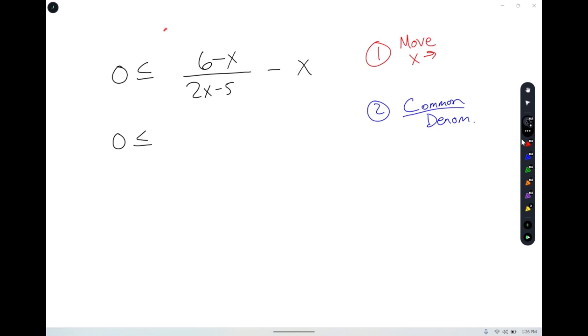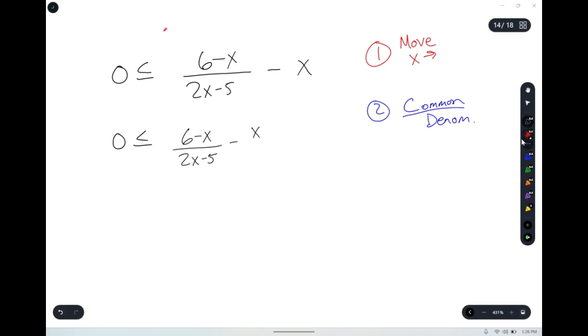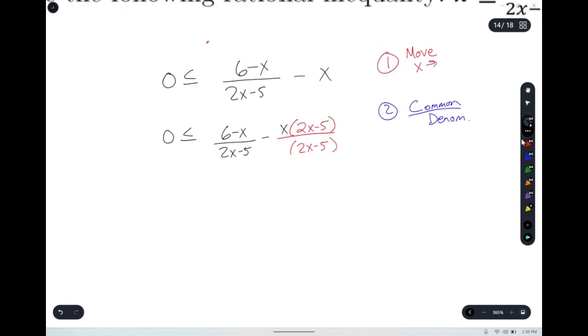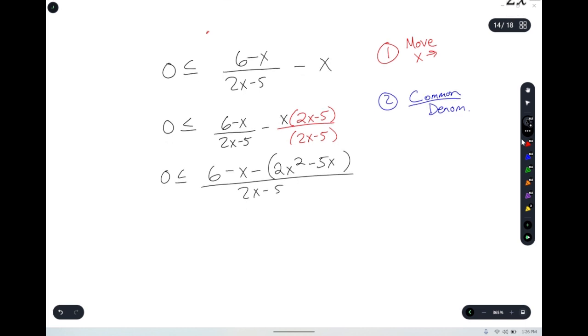What are we doing? 6 minus x over 2x minus 5. What's our common denominator here? We'd have to multiply the whole thing by 2x minus 5 over 2x minus 5. So we've got 0 less than or equal to 6 minus x minus 2x squared, parentheses, minus 5x all over 2x minus 5.